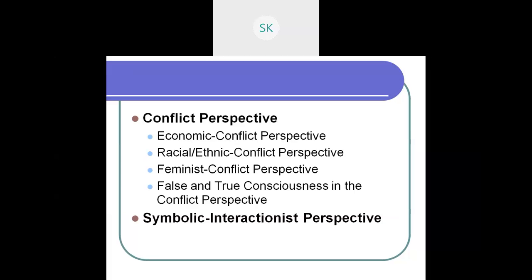This is the view: society is characterized by inequality, which advantages some groups and disadvantages others. That is why it leads to conflicts and the potential for social change. Under the conflict perspective, what are the different types of conflicts they point out for social problems? One is the economic conflict perspective, then the racial or ethnic conflict perspective, the feminist conflict perspective, and false and true consciousness in the conflict perspective. There are four different types of conflicts they express.